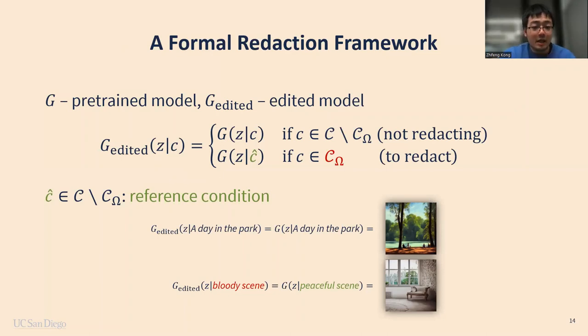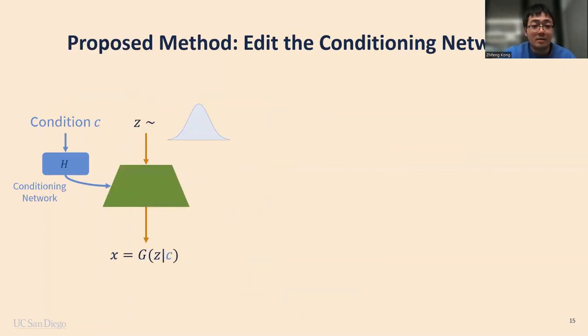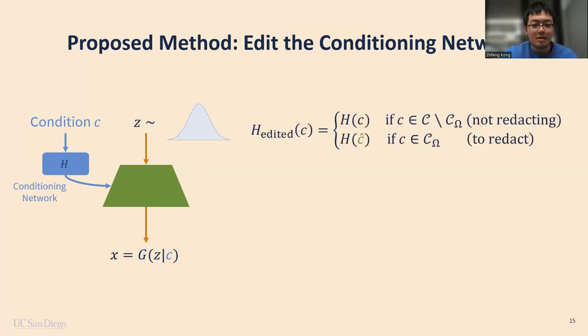How do we do that in practice? It turns out that we don't have to edit the entire generator. In most conditional generative models, there is a separate conditional network, H, in this blue module. It transforms the condition into some kind of representation and fuses that representation into the generator. So we just need to edit this conditional network, that's enough. So now our goal becomes H edited C equals H C if C is good, and equals H C hat if C is to be redacted.